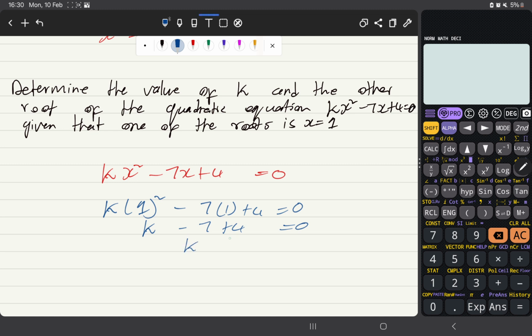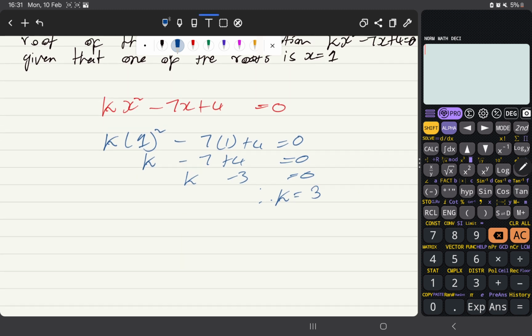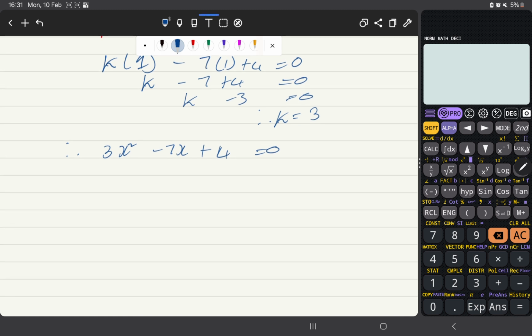I have k, this thing, minus 3, and therefore k is equals to what? k is equals to 3. So therefore my equation is 3x squared minus 7x plus 4 equals to 0, of which here there are many methods. I'm going to go with the simplest one.